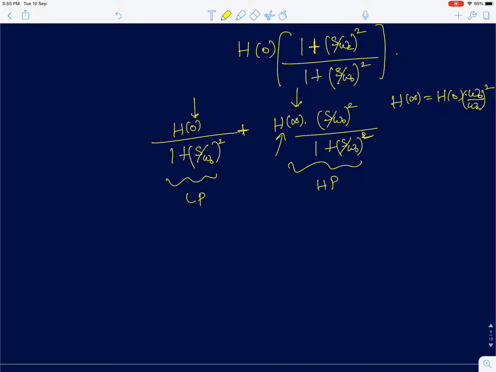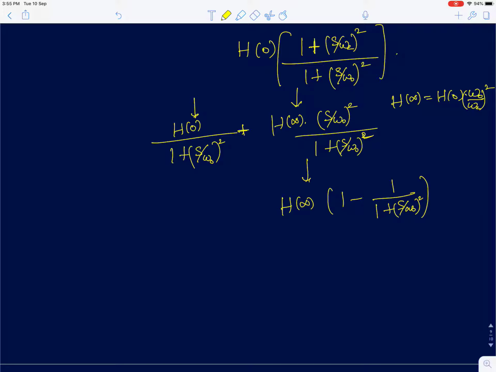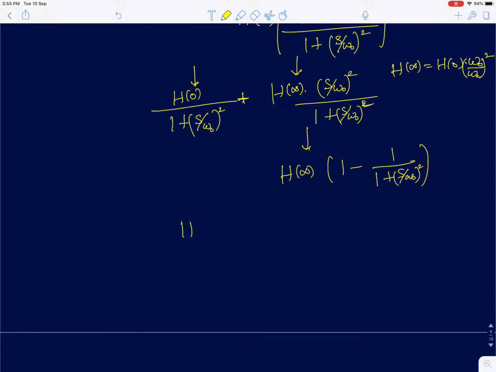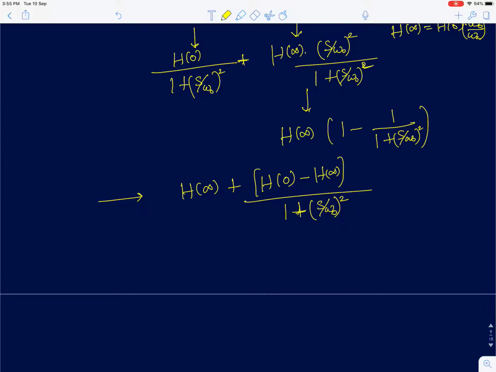So if I feed an impulse to this system, I can in fact further reduce this system. I think I'll do that. So this function can also be written as h infinity into 1 minus 1 by 1 plus s by omega naught the whole square. So from this I can rewrite it as h infinity plus h of 0 minus h of infinity into 1 by 1 plus s by omega naught the whole square. So this is the other way of writing this function.